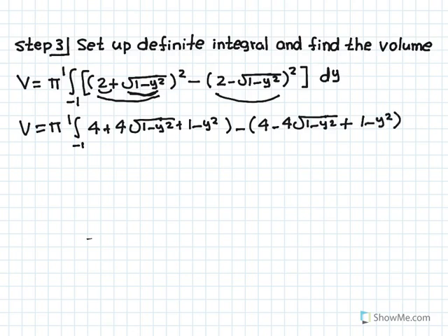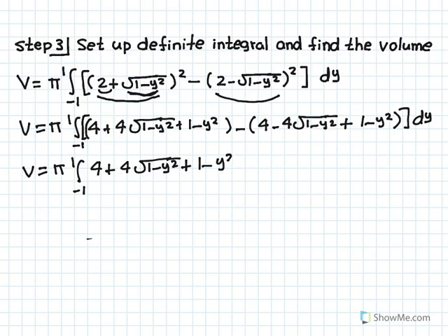Very easy to make mistakes here, so we have to do this very carefully. So let's bracket everything, and let's put another outer bracket here and integrate with respect to y. Let's open up the brackets and simplify. We'll do this really carefully. So we've got 4 plus 4 root 1 minus y squared plus 1 minus y squared.